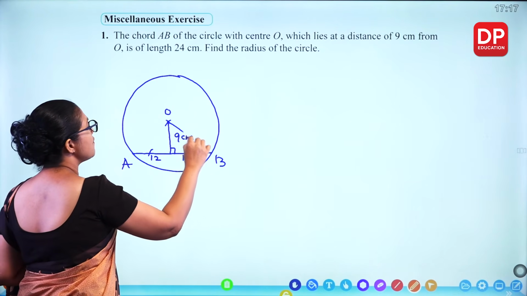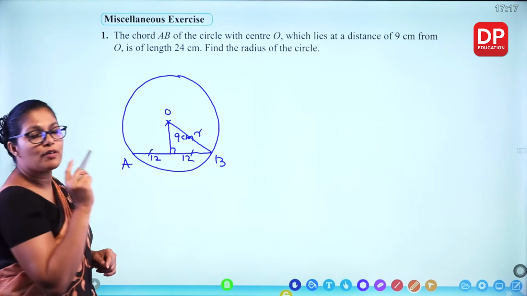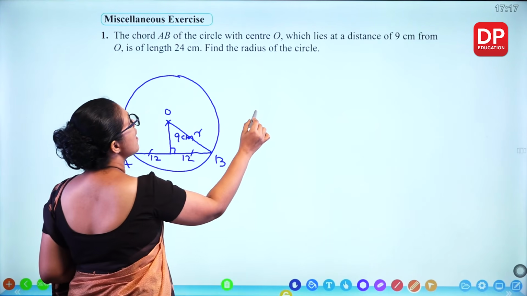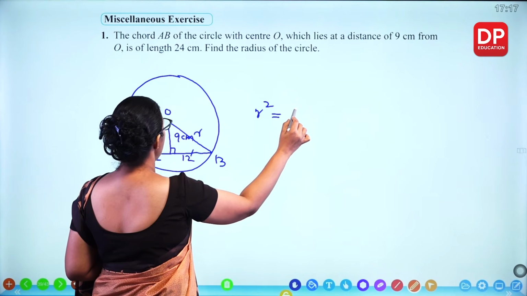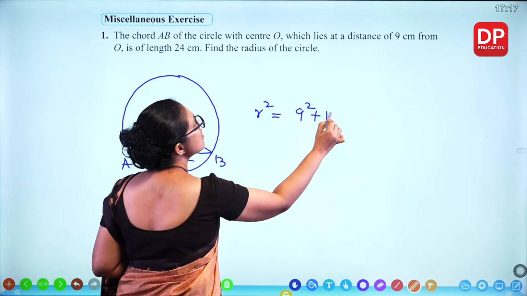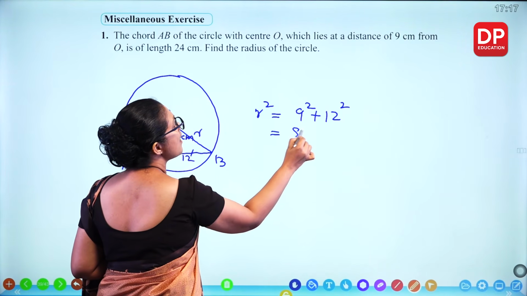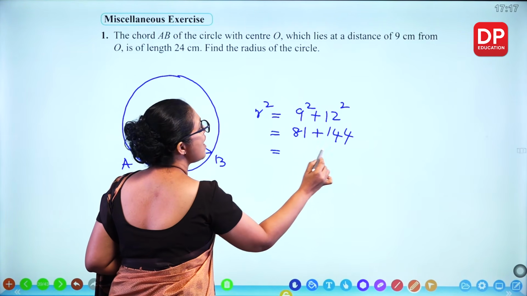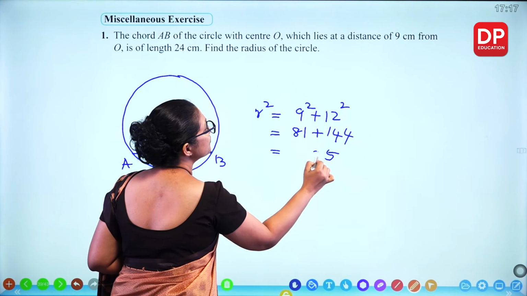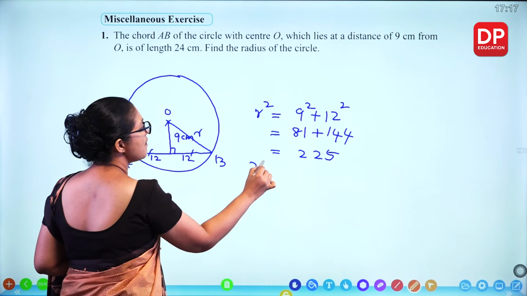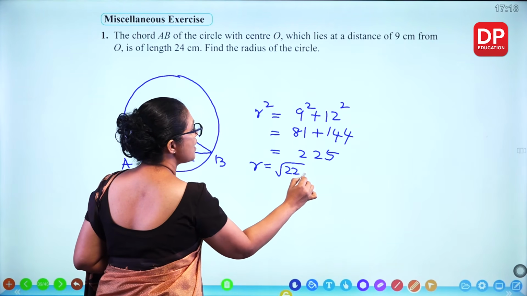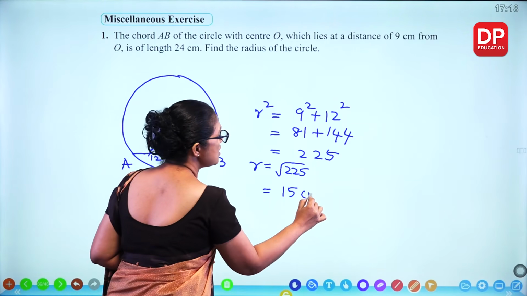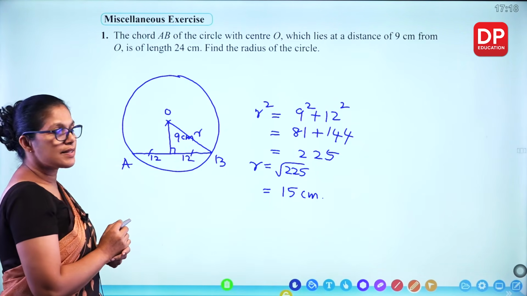So radius, if we take this one as R, you can use Pythagoras theorem because this is a right angle triangle. So R squared is equal to 9 squared plus 12 squared. 9 squared 81, 12 squared 144. When you add, you get 225. When you take the square root of 225, we get 15 centimeter for the radius.